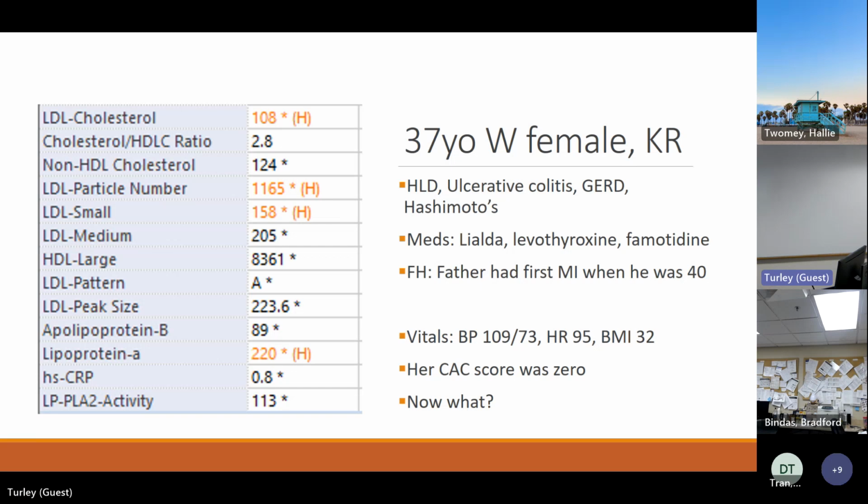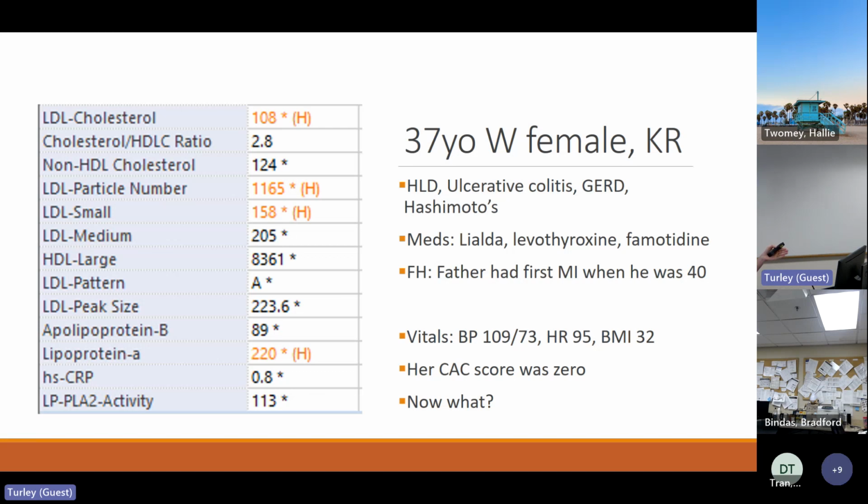All right. So this is another patient of mine, 37-year-old, who has ulcerative colitis and Hashimoto's, because autoimmune things travel together. She's on Lialda, levothyroxine, famotidine, and her father had his first heart attack at 40. He was not a smoker, which, by the way, smoking bad for your arteries. Cholesterol, bad for your arteries. High blood pressure, bad for your arteries. So this is focusing on lipids. I'm not trying to say lipids are the whole thing, but her father did not have those other risk factors.